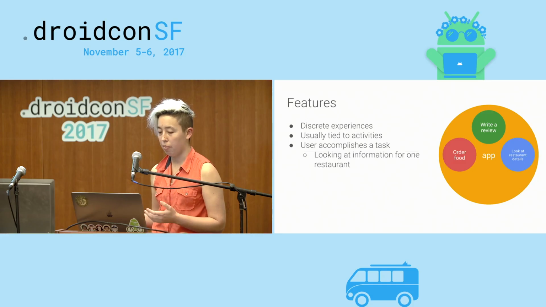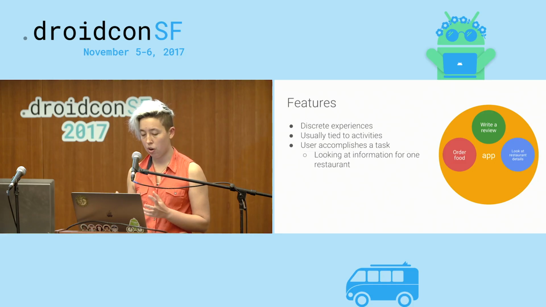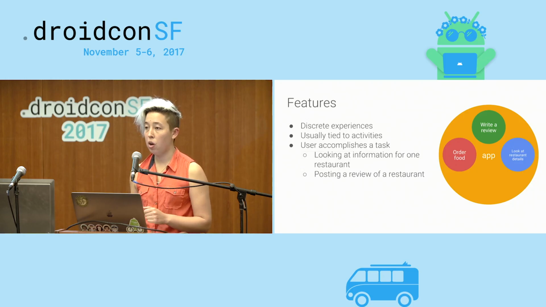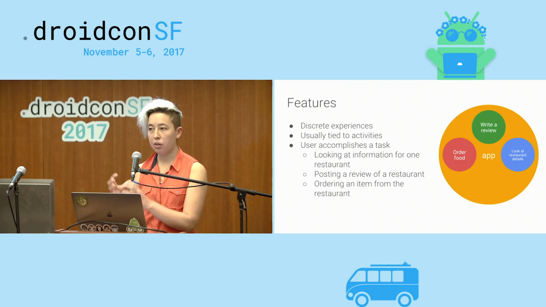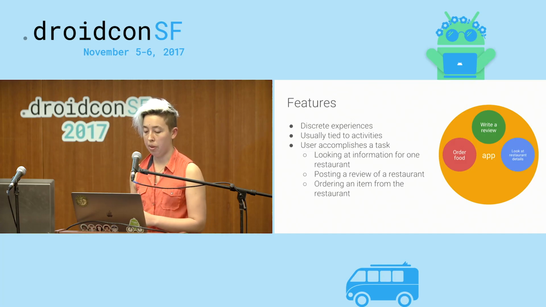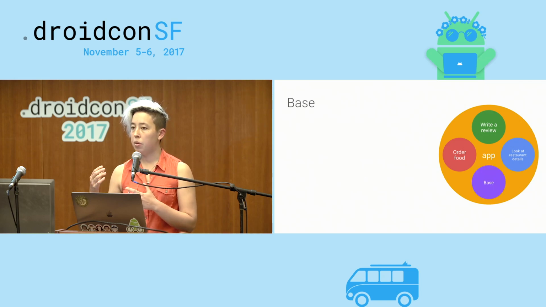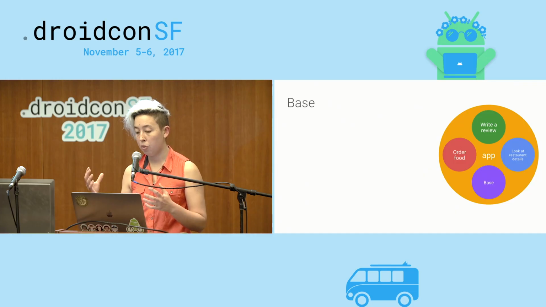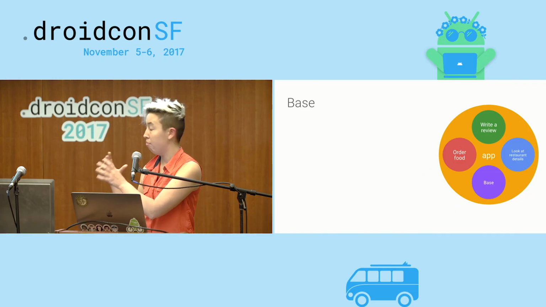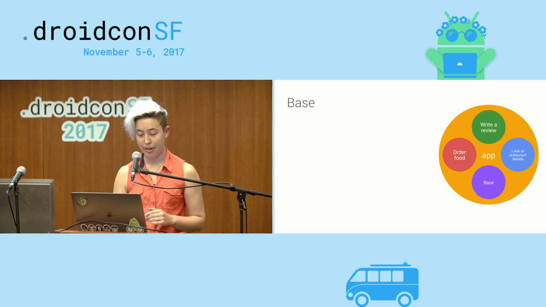So an example of a feature might be, if you have a Yelp-style restaurant app, looking at the information for one restaurant on the app. The user does that, they get some information, they're happy about it. Alternatively, another feature might be a flow where they're making a review for that restaurant. And you might have another whole section of the app which is about ordering items from that restaurant. So these are each distinct features. Also, most likely, your app has some common or base code that is shared between all these features, which I'm just going to put in this little purple circle called base, and I'll talk about that a little bit later.